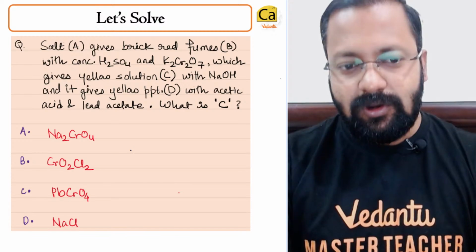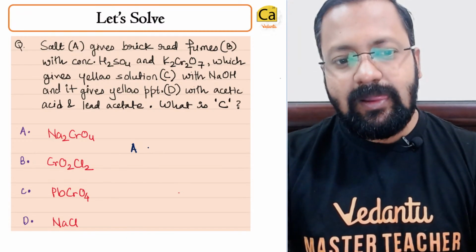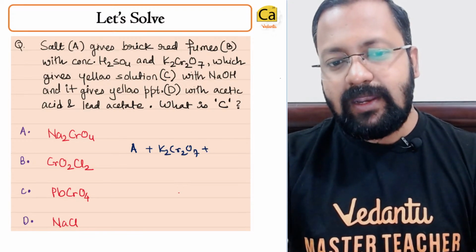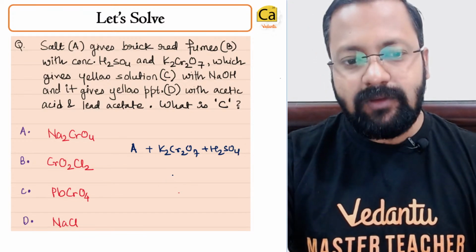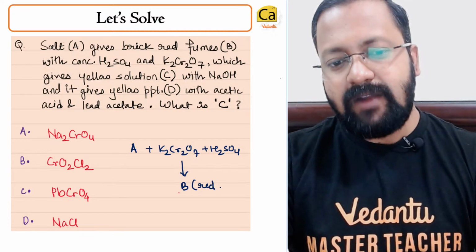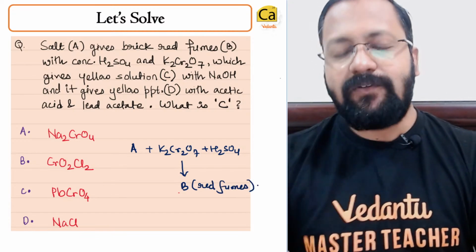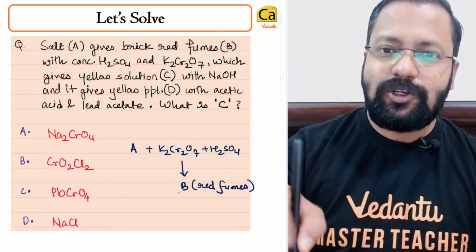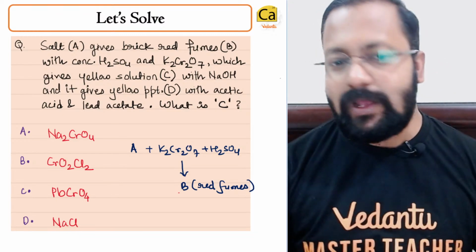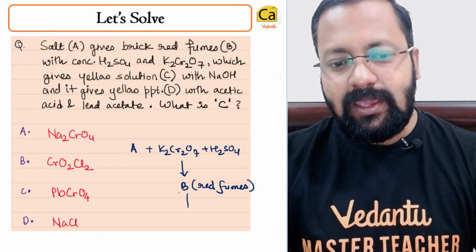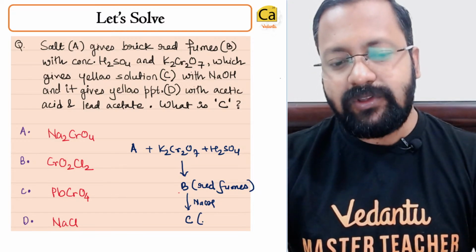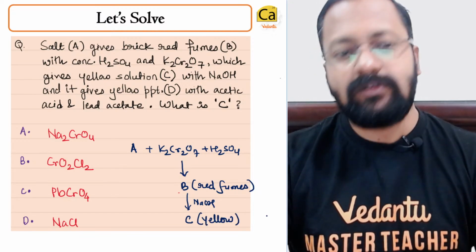So there is a salt A which reacts with K2Cr2O7 and H2SO4 to give B, which is red fumes. If you remember our lecture which was done last week on Wednesday, you might be able to answer this question. And B, upon reaction with NaOH, gives C, which is yellow in color.